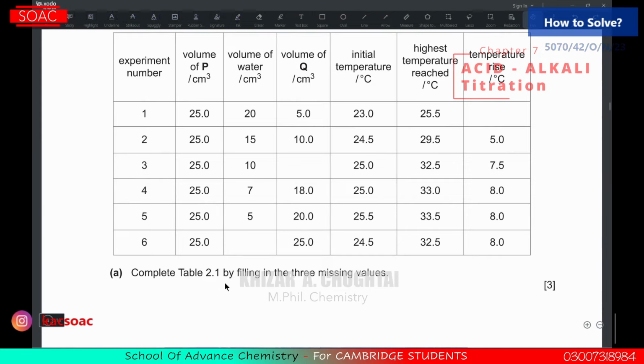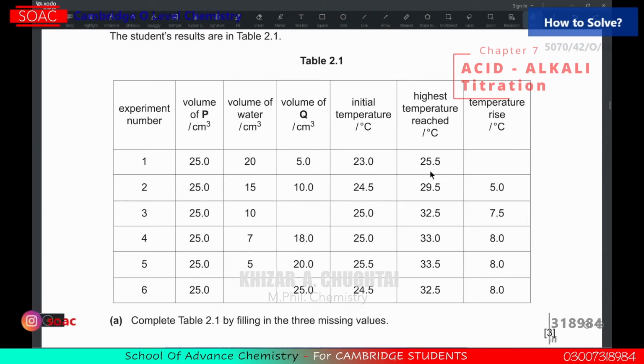A. Complete table 2.1 by filling in 3 missing values. In the first row, the temperature rise is missing. This is the initial temperature, this is the final temperature, and what has basically changed is 25.5 minus 23.0, so that is equal to 2.5 degrees Celsius rise.